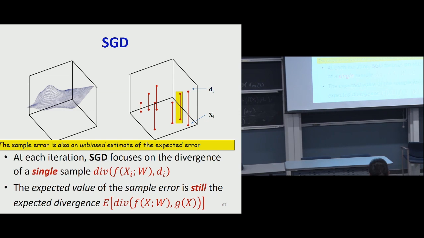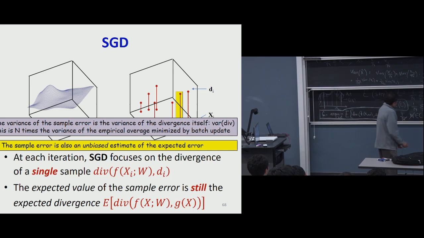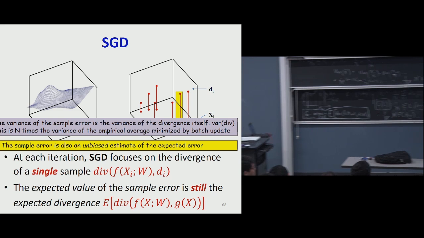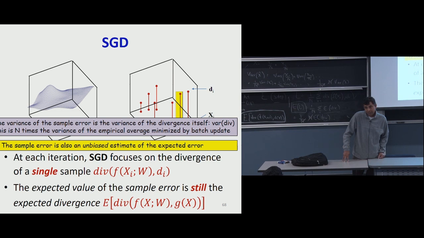Now compare this with the earlier case where we had 1 over n times the variance of the divergence. So in the batch update case, the variance of the loss function that you're trying to minimize is going to be 1/n of the variance of the loss function that you would be minimizing if you were performing stochastic gradient descent.